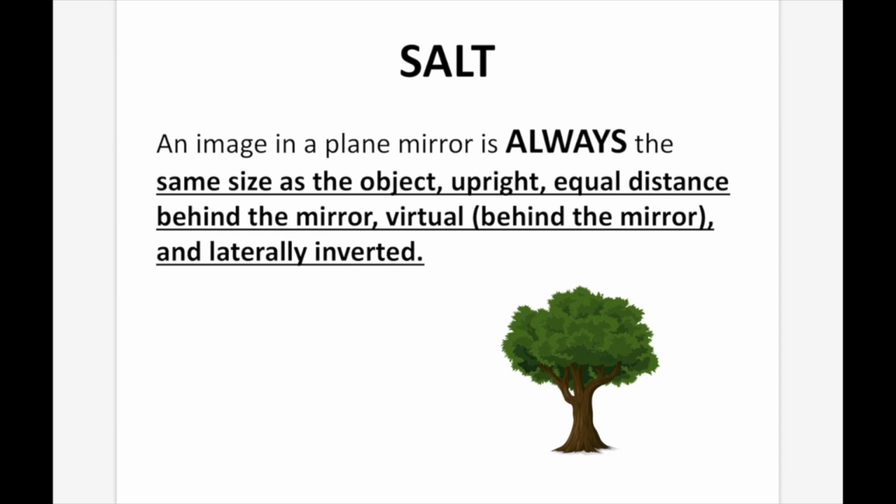An image in a plane mirror, remember that's like our rear view mirror in our car, or the mirror that you have on your wall. An image in a plane mirror is always the same size as the object, upright, equal distance behind the mirror, virtual, and laterally inverted. And that concludes our lesson on ray diagrams, reflections, and plane mirrors.